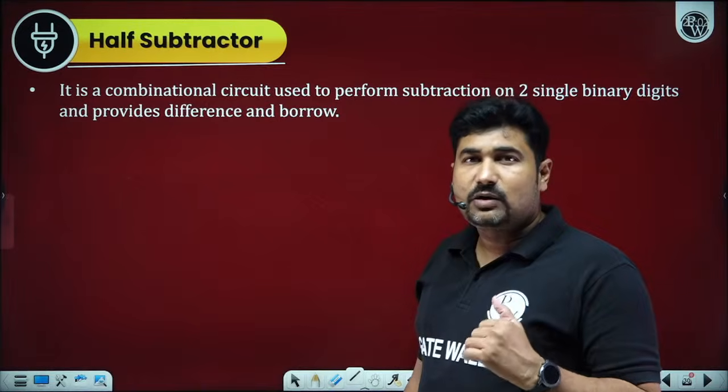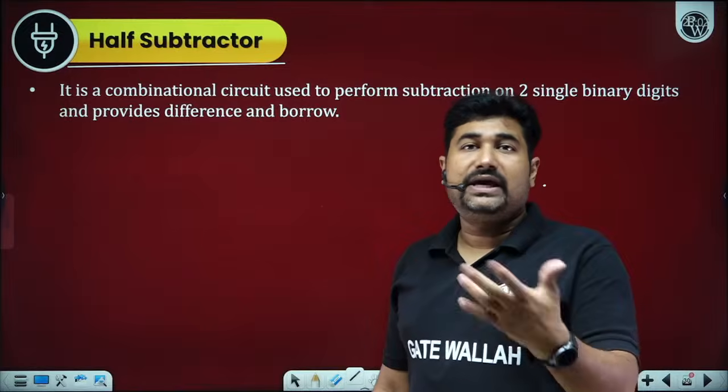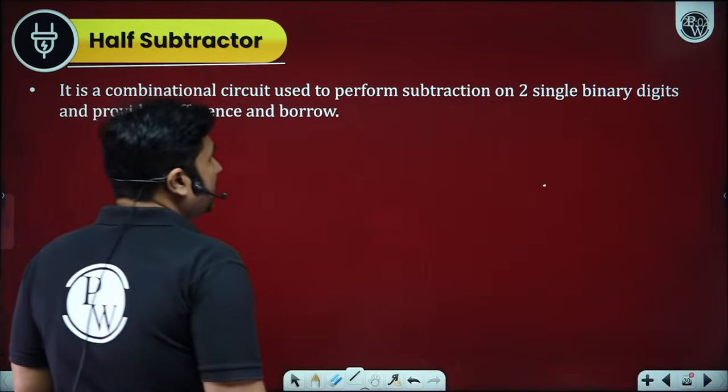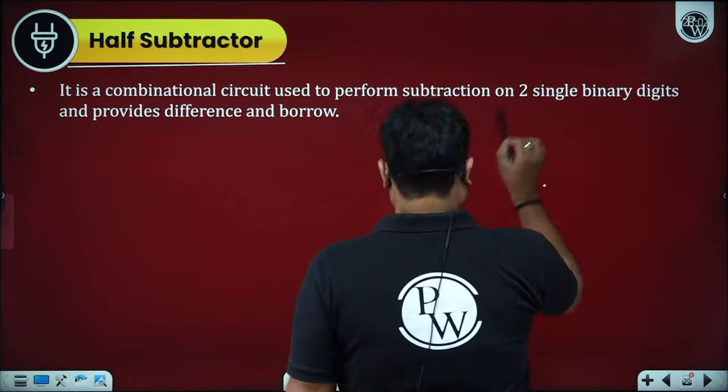Half subtractor is a combinational circuit which performs subtraction of B from A, where A and B are two 1-bit numbers. Is it okay? It is a combinational circuit to perform subtraction of B from A.